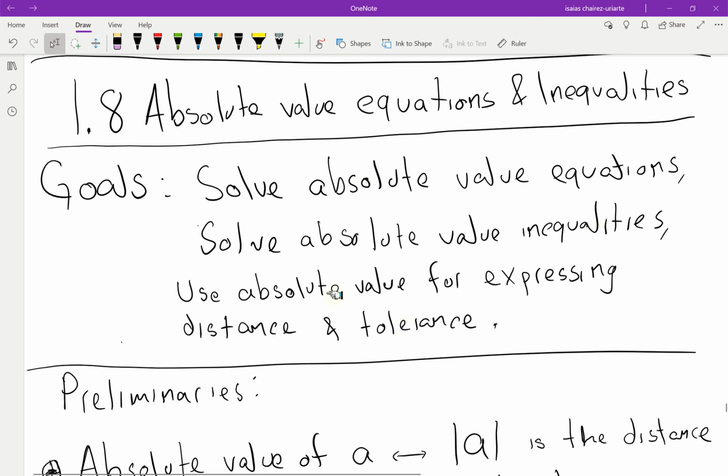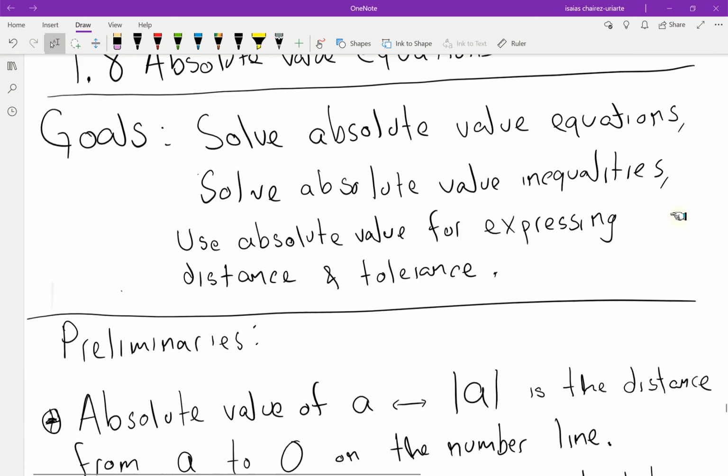So absolute value is a useful thing whenever you're trying to determine distances. It comes in handy whenever you're trying to determine tolerance. This is the first part of this section. This section has two parts. In this first part, we're going to be dealing with absolute value equations and using absolute value for expressing distance and tolerance. In the second part, we'll do absolute value inequalities. Okay, so let's get going.